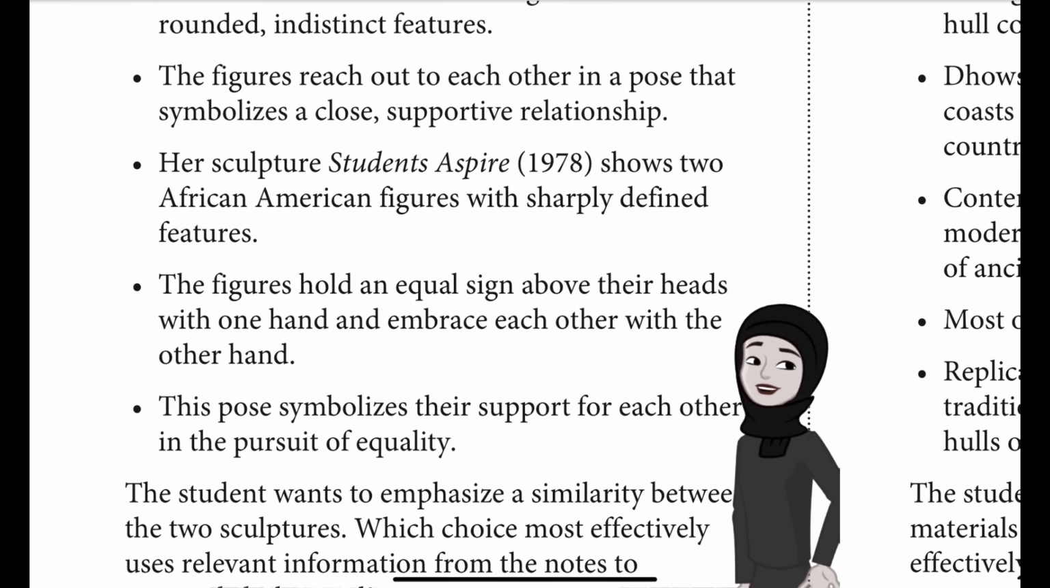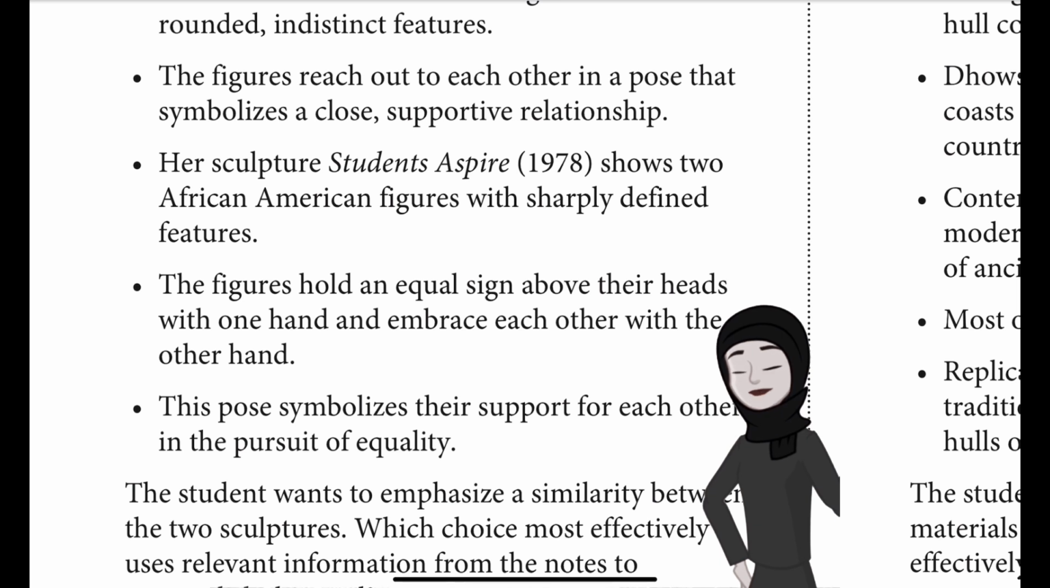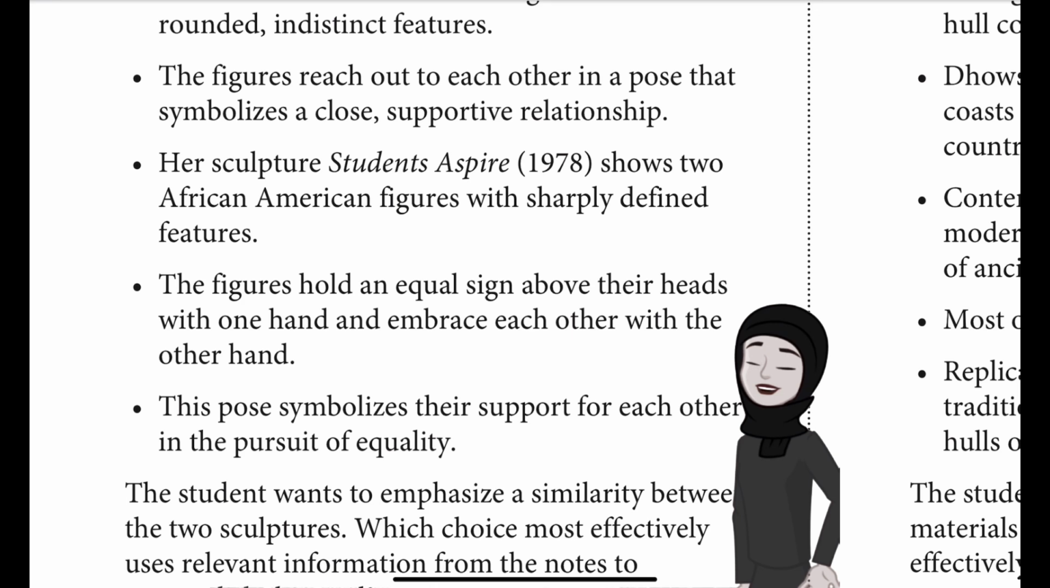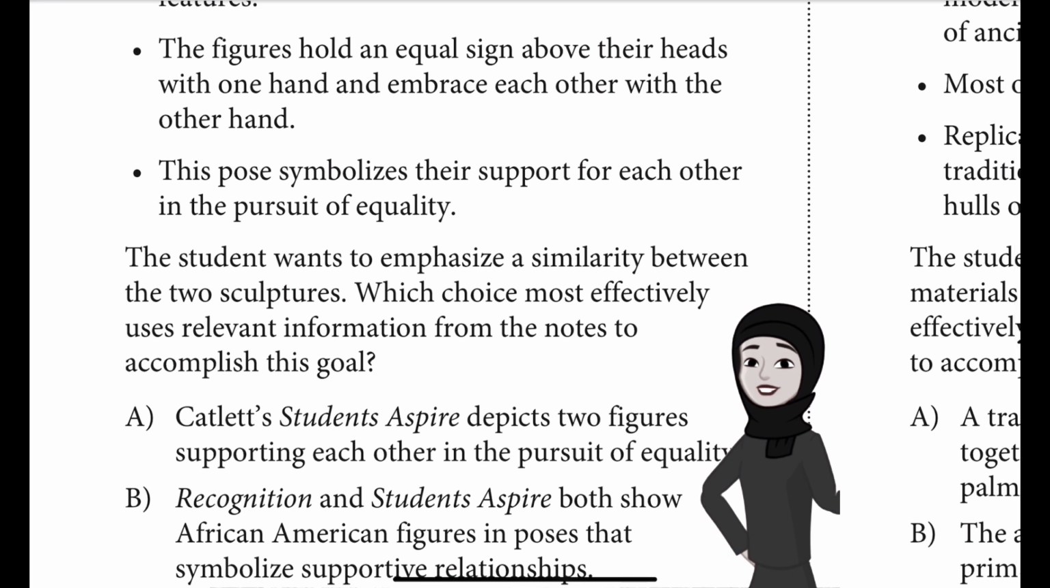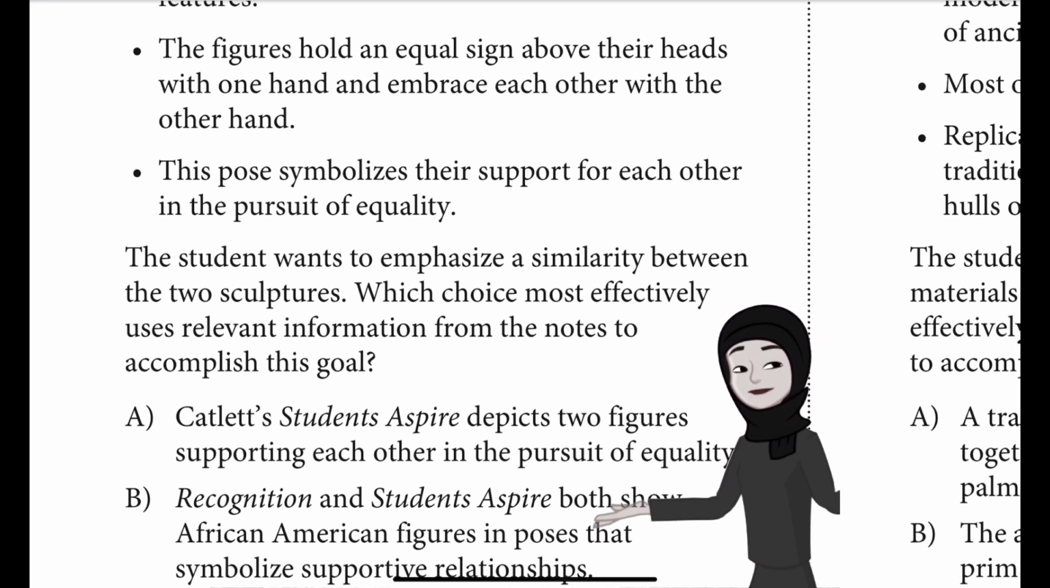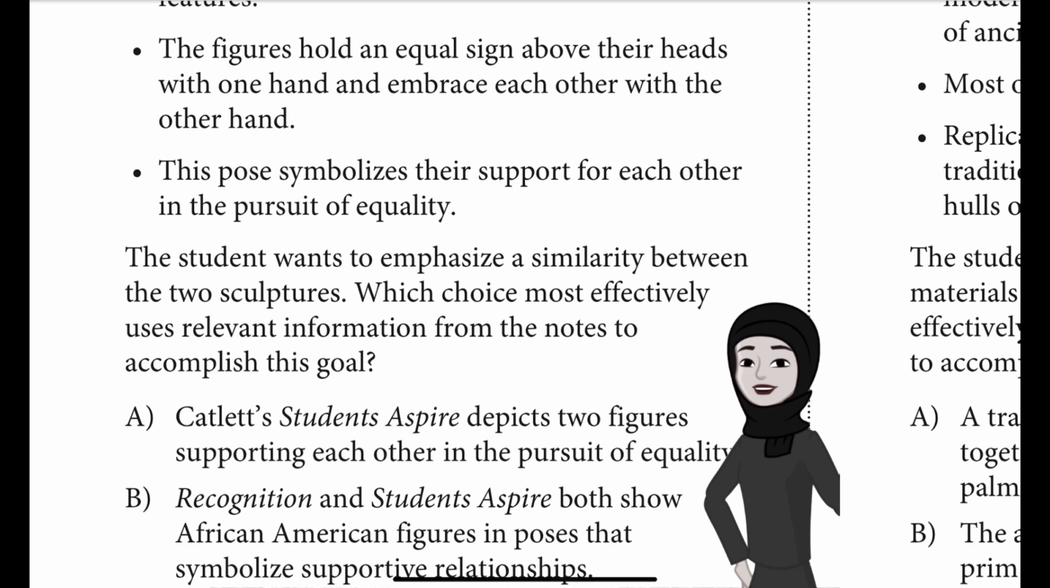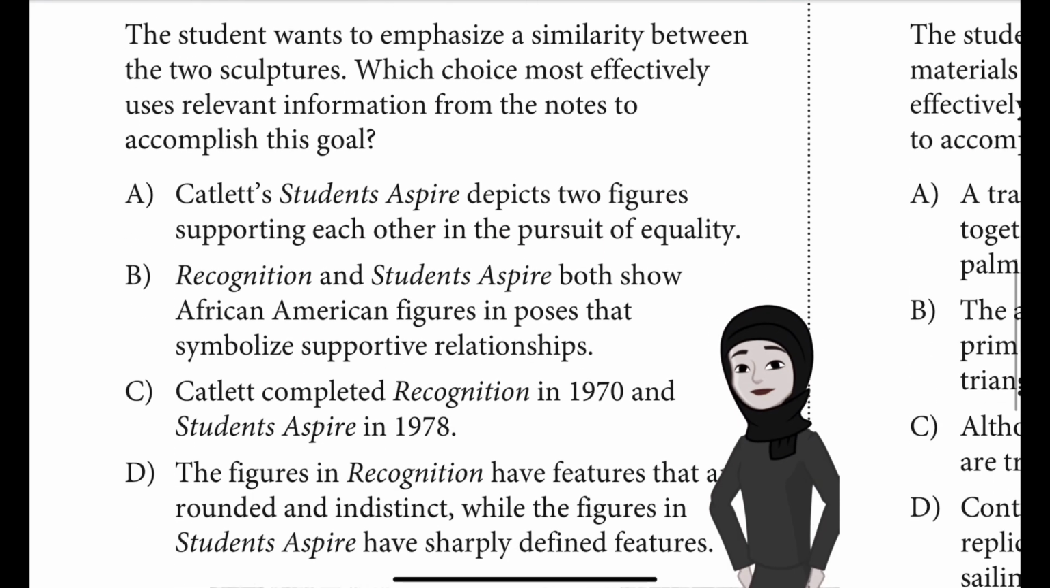Her sculpture, Students Aspire 1978, shows two African American figures with sharply defined features. The figures hold an equal sign above their heads with one hand and embrace each other with the other hand. This pose symbolizes their support for each other in the pursuit of equality. The student wants to emphasize a similarity between the two sculptures. Which choice most effectively uses relevant information from the notes to accomplish this goal?